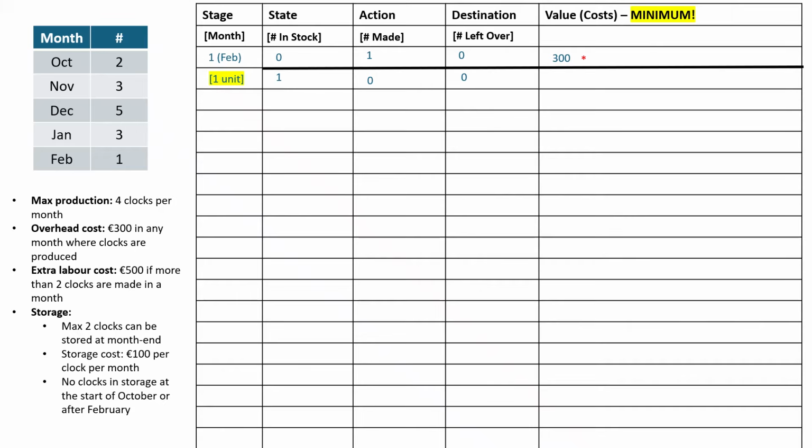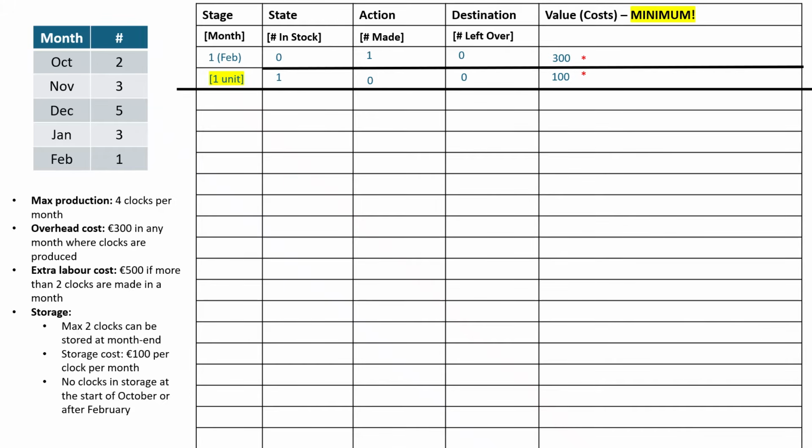I'm going to take into account the storage costs from the end of last month to now. I'm going to take that into account in February. It wouldn't be incorrect to take it into account in the previous month. You will get the same answer, even though your workings are going to look a little bit different to mine. So I'm going to put my 100 in here for the storage of that 1 clock between the end of January and February. So here I have an optimal value because there are no other options. So it's quite a straightforward first month to do.